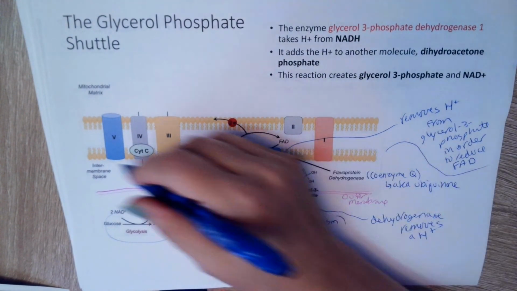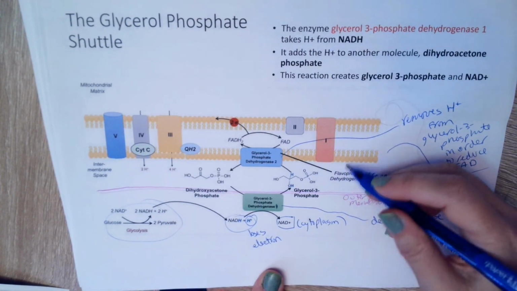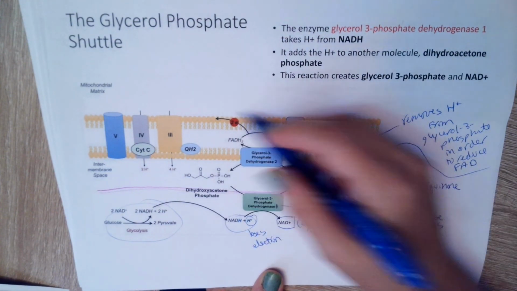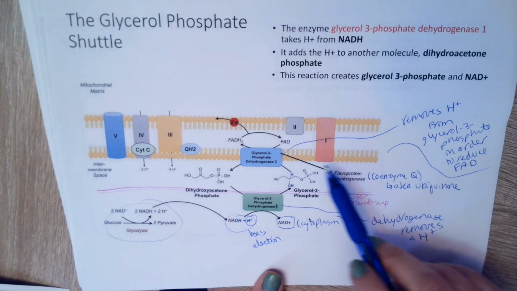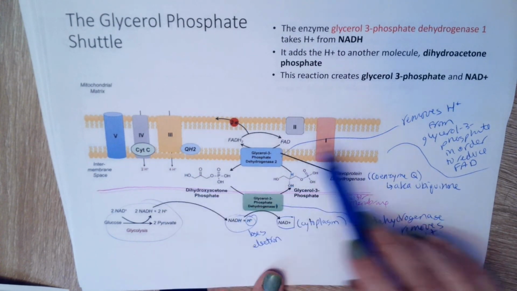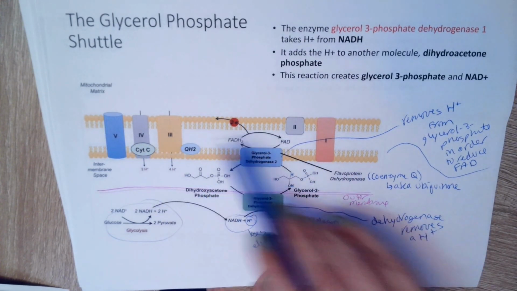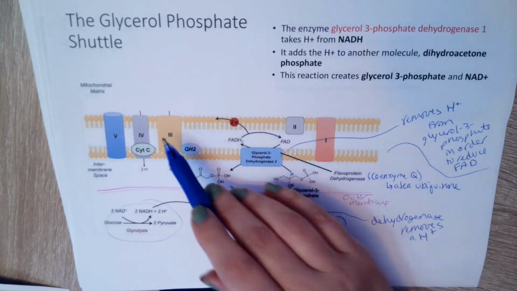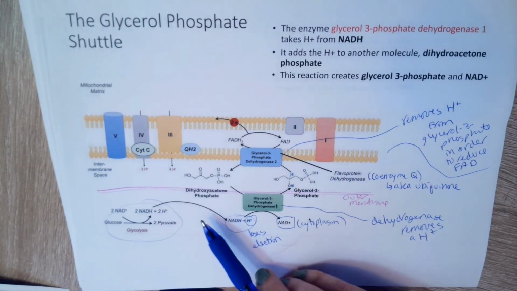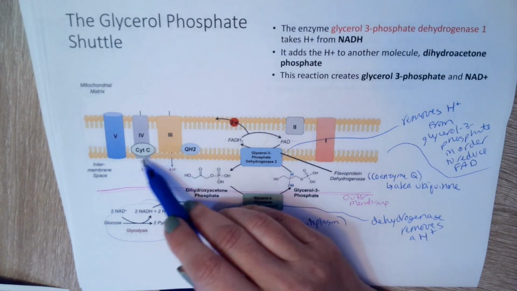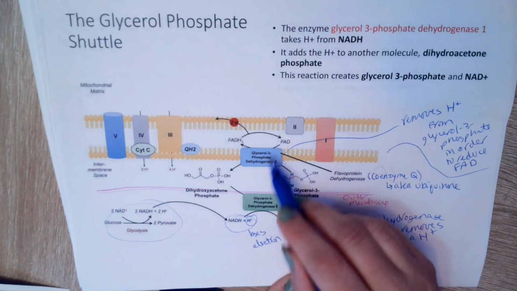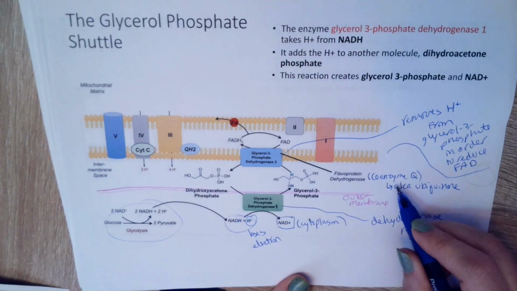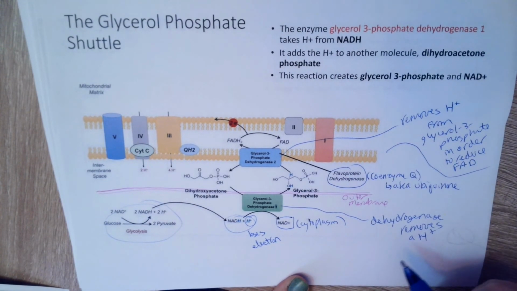So here, this is the inner cell membrane, so this is the intermembrane space. This is the inner cell membrane that we have shown here, and the electron transport chain going from right to left instead of left to right this time. So there's complex 1, 2, 3, 4, and 5. We have our cytochrome C here, and then we have this, which is labeled here as flavoprotein dehydrogenase.